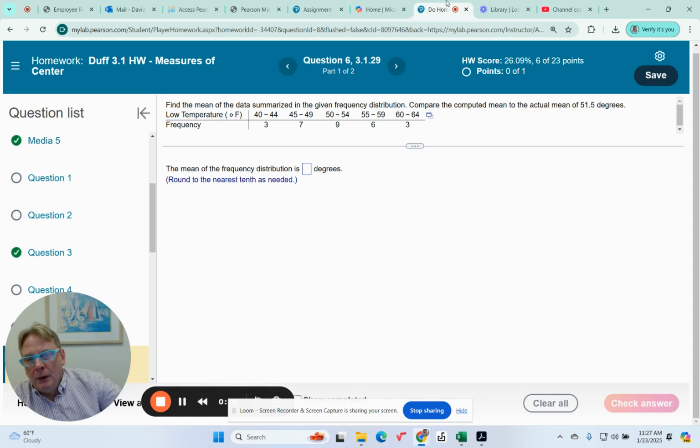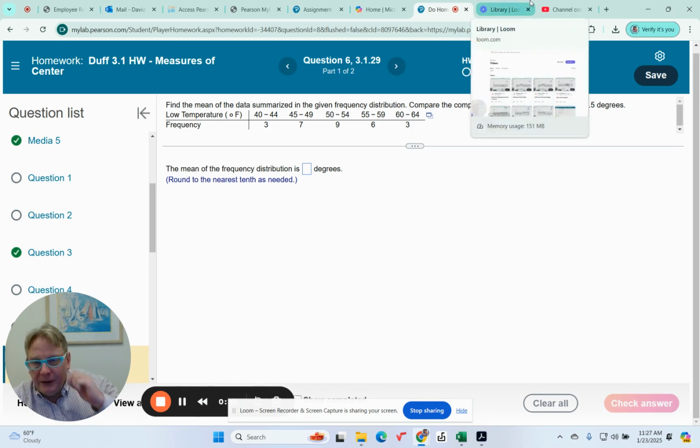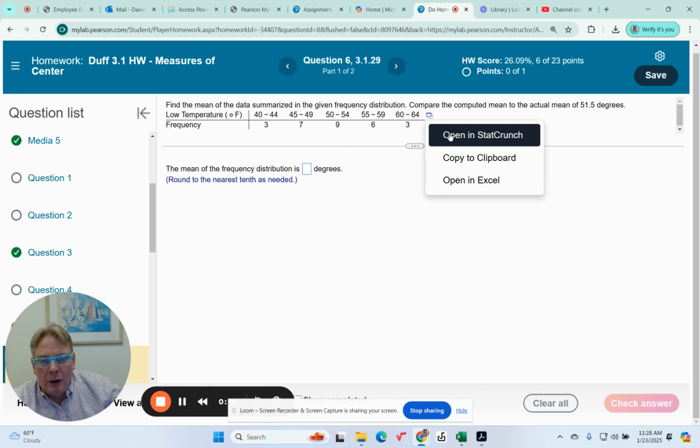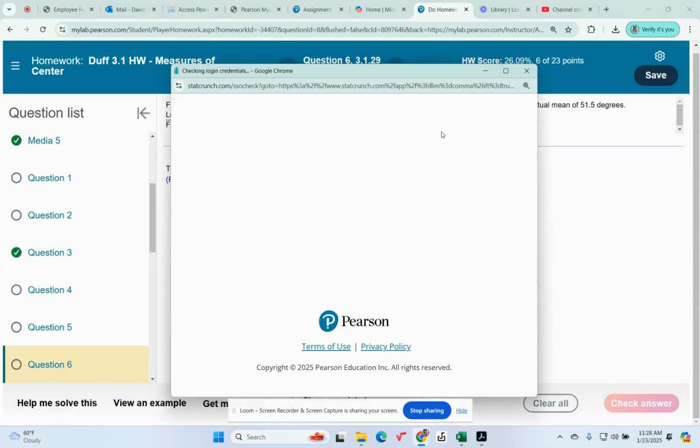So we have low temperature in categories from 40 to 44, 45 to 49, 50 to 54, 55 to 59, and 60 to 64. So clearly we can't take the mean of an entire category. So here's what we do. I'm going to export this data out into StatCrunch.